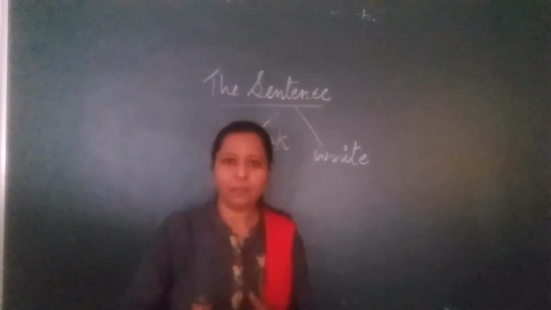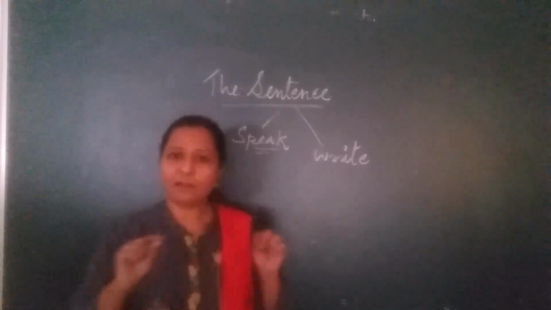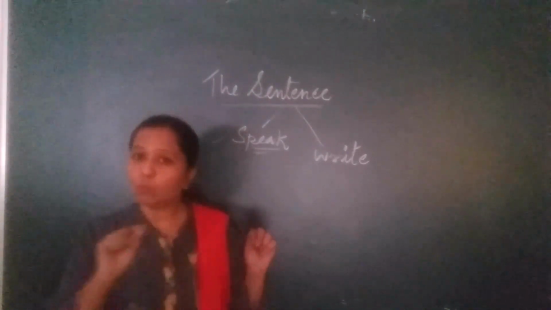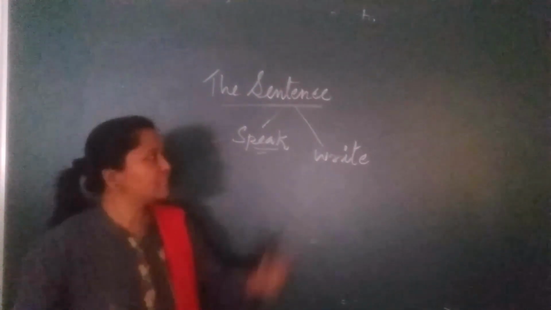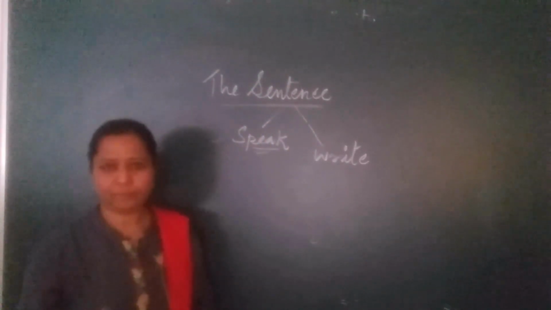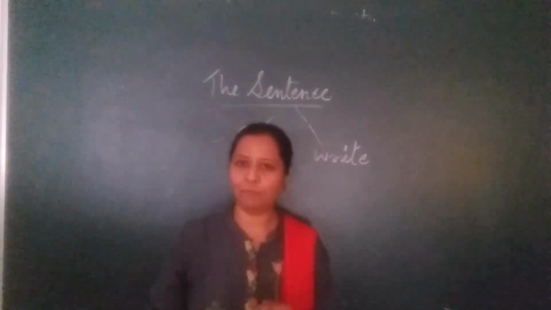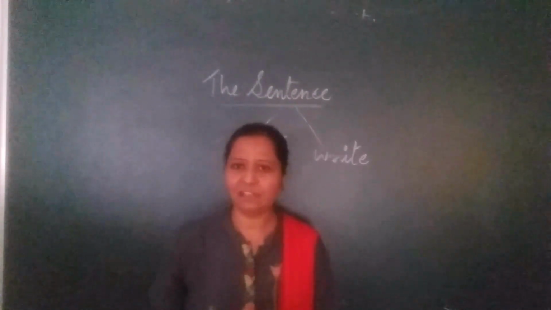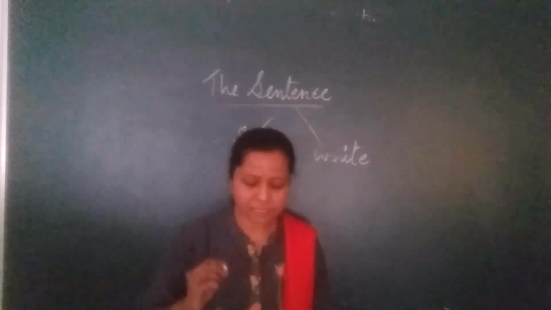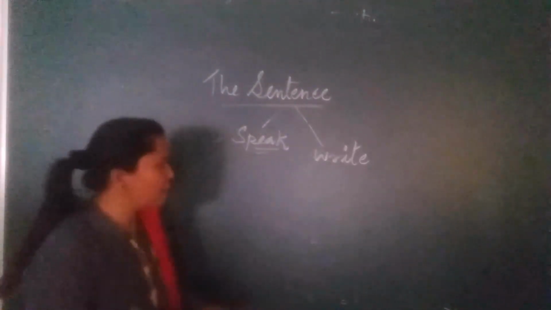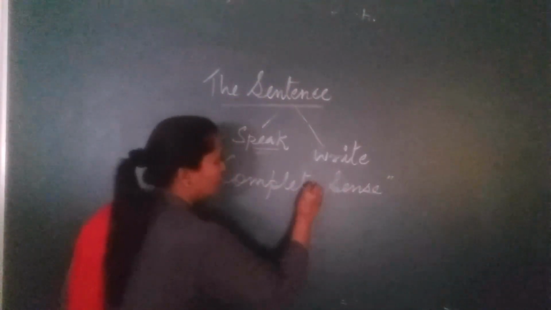So again I am repeating, when we are speaking with somebody or when we are writing something, at that time it should be complete. It should be in complete words and in a complete sentence which has a complete meaning. Such a group of words is called a sentence. What is a sentence? A sentence is a group of words which make a complete sense. Again I am repeating, what is a sentence? A sentence is a group of words which make a complete sense.